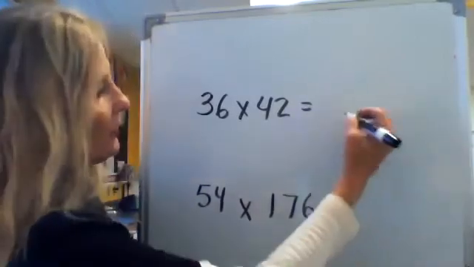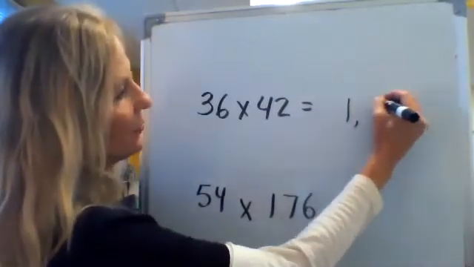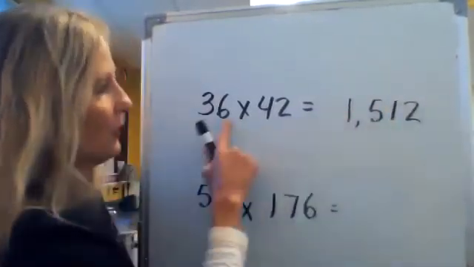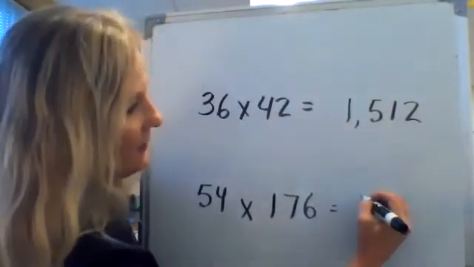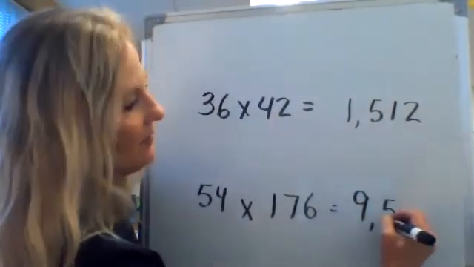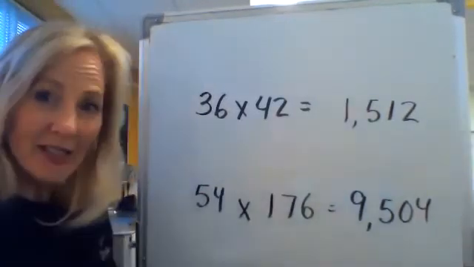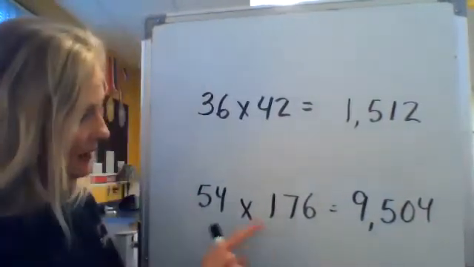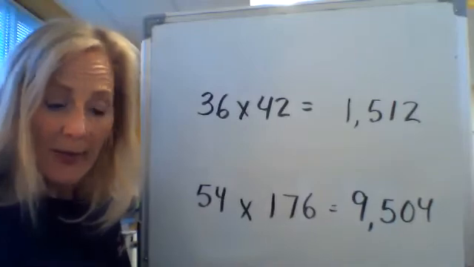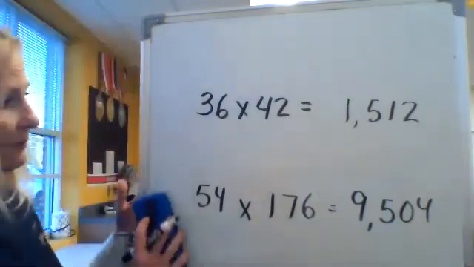Okay, the final product that you should get is 1,512 when you multiply these. And then the final product should be 9,504. If you didn't get those final answers, go back and see where you may have made an error in that. So that's good, the review of the open area model.